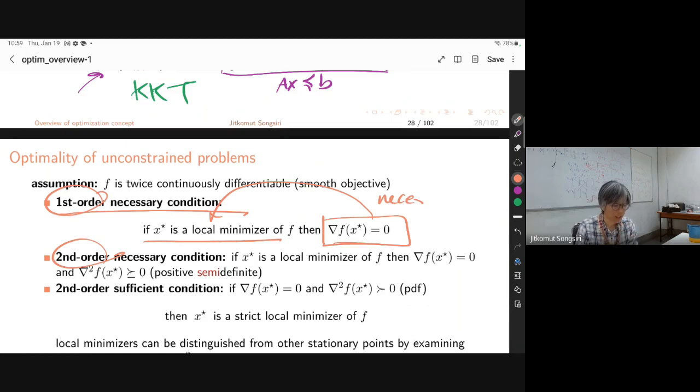Now, we have the second order necessary condition as well. Look at the statement. If x star is a local minimizer, then x star must satisfy the zero gradient, and the Hessian is positive semi-definite. The zero gradient condition and the positive semi-definiteness of the Hessian are necessary for x star to be a local minimizer, right?